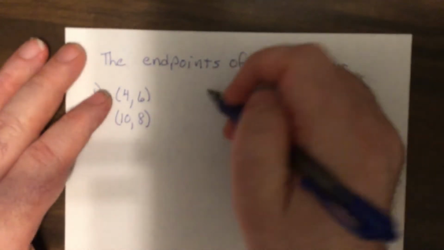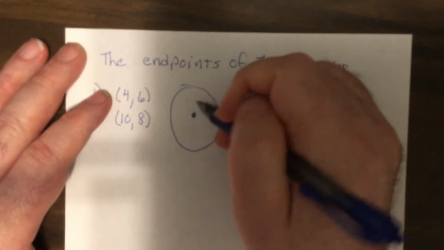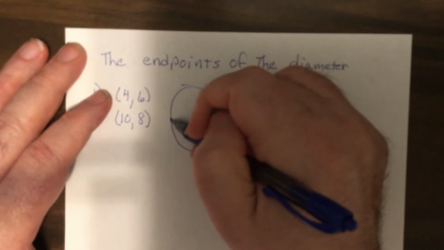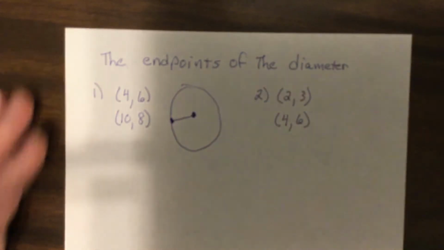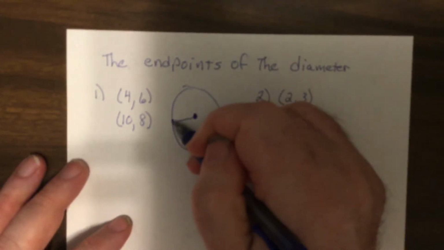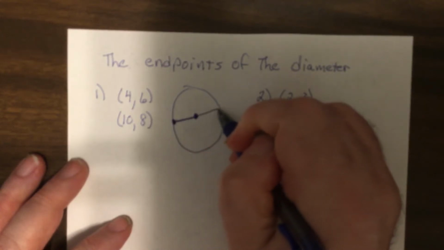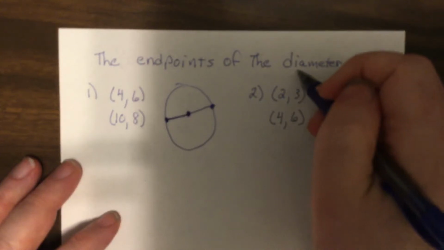Now, a circle has a center. The segment that goes from a point on the circle to the center is called the radius. If you go all the way across through the center to the other side of the circle, that's called a diameter.